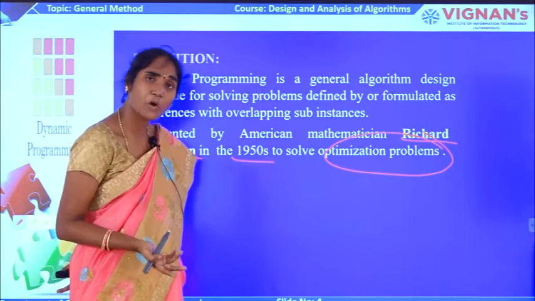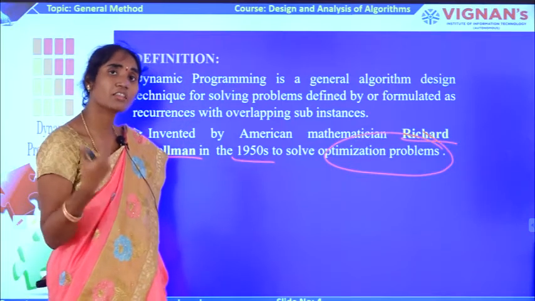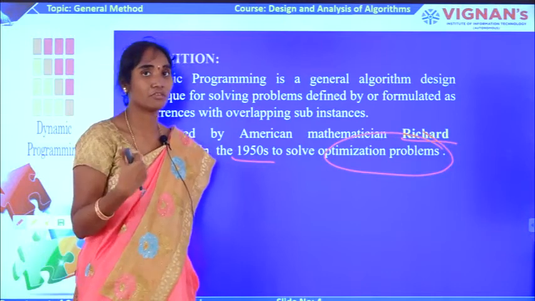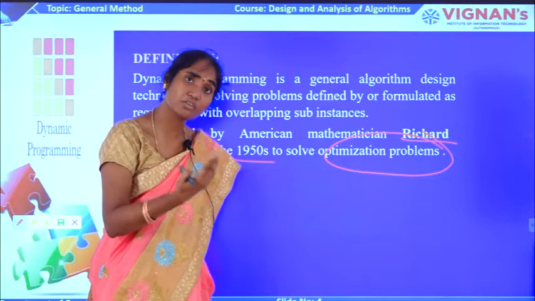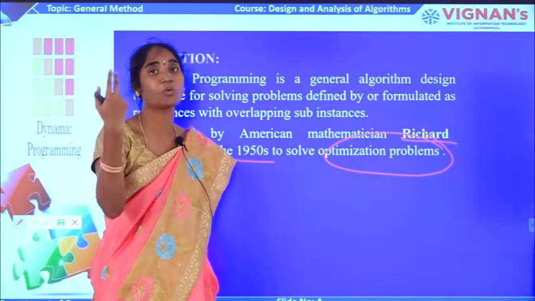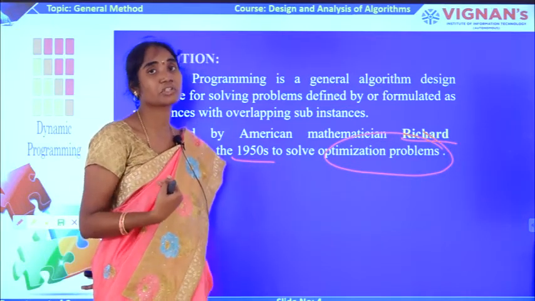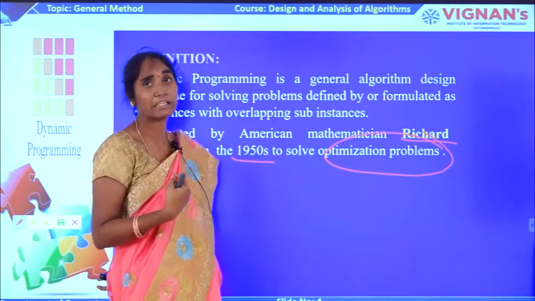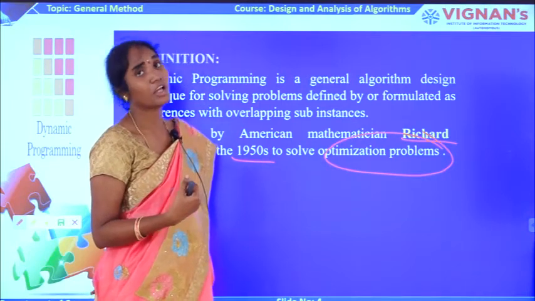So what is meant by optimization? Optimization means the solution you are giving is the best solution. Feasible means all the possible solutions. So out of the feasible solutions you need an optimal solution. So optimal means the best solution out of all the possible solutions, right? So to get the best solution from a set of solutions, this approach is mainly used. That's why it is used for solving optimization problems.